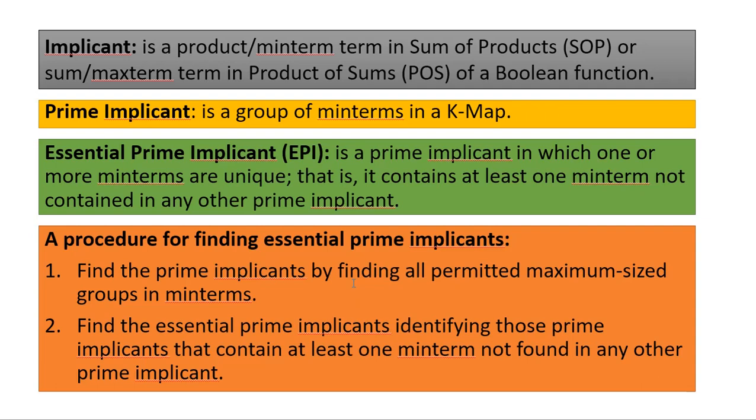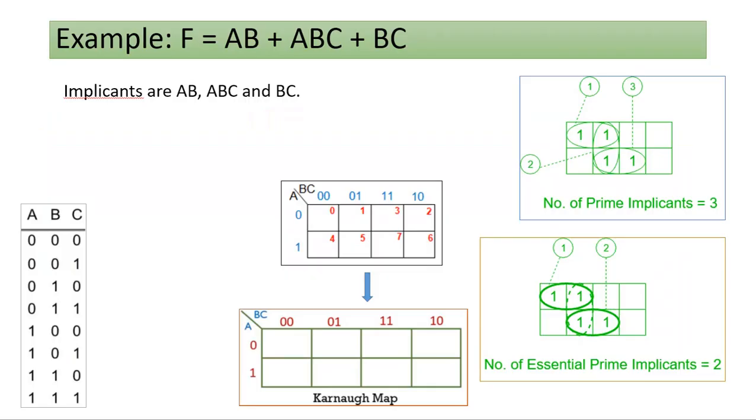Now with this definition, it is not very clear, so let us understand with an example what does implicant mean, what is prime implicant, what is essential prime implicant, and how to identify these things in the Karnaugh map.